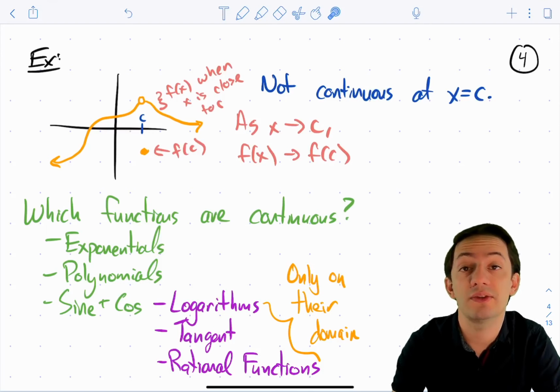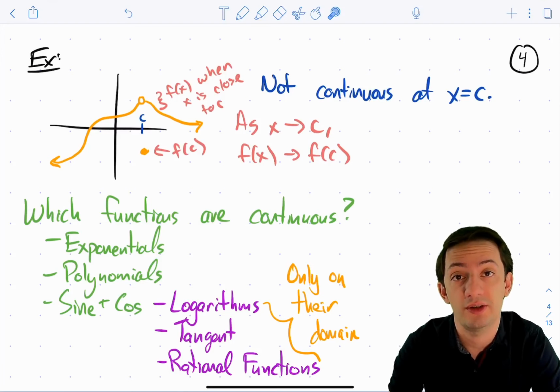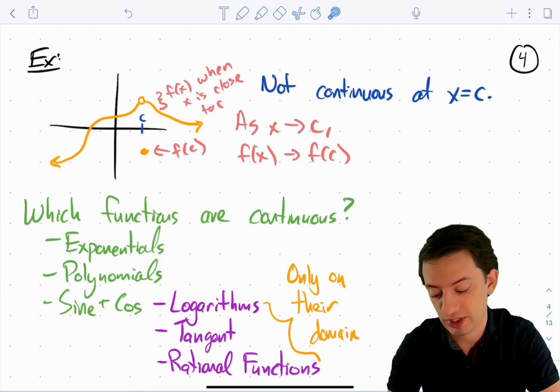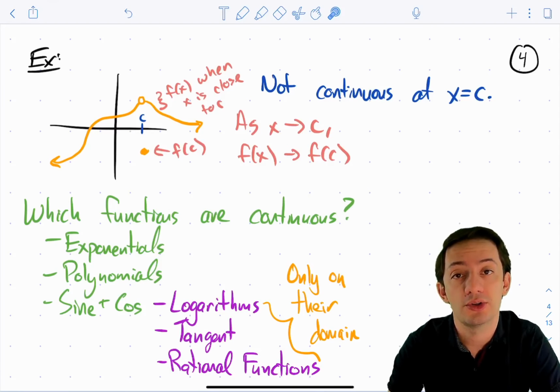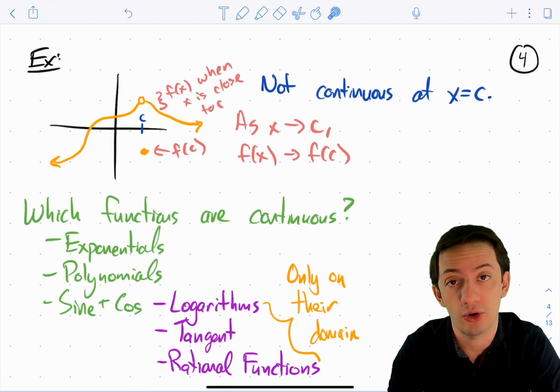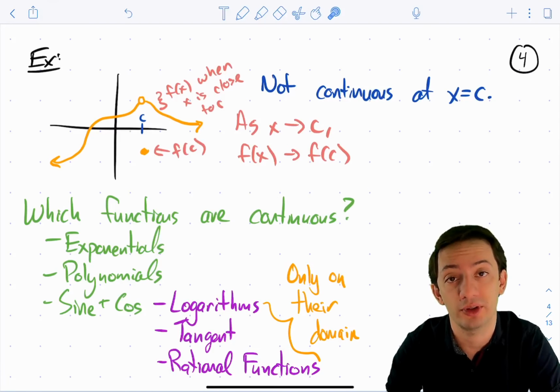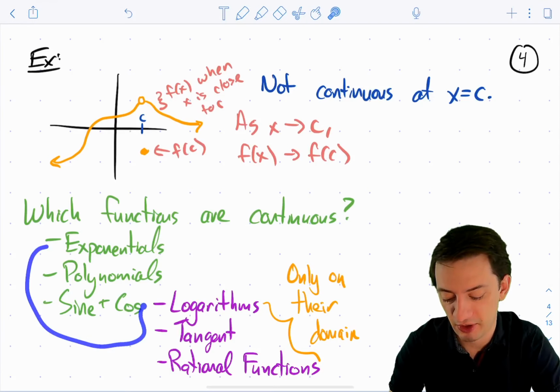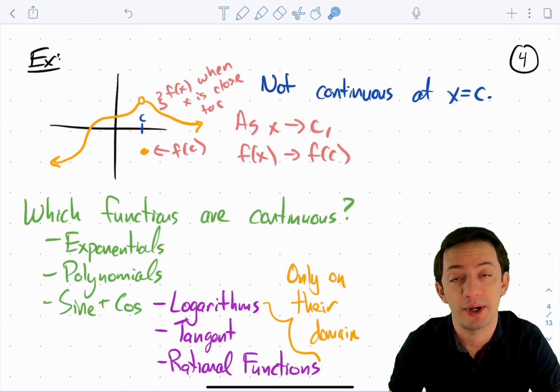Now, a lot of the functions that we've seen so far are continuous. In fact, when we say are continuous, we mean are continuous everywhere. For example, exponential functions. The domain of an exponential function is all real numbers, and it's continuous at all real numbers. Same with polynomials. Same with sine and cosine. So these three functions are continuous everywhere.